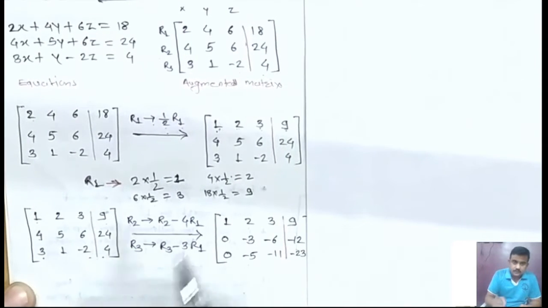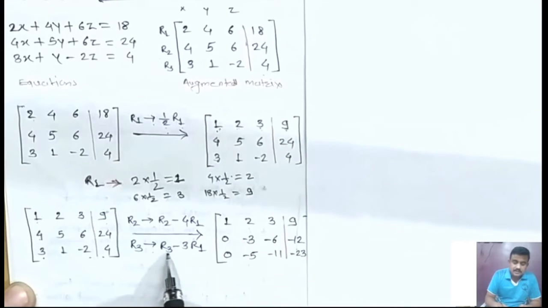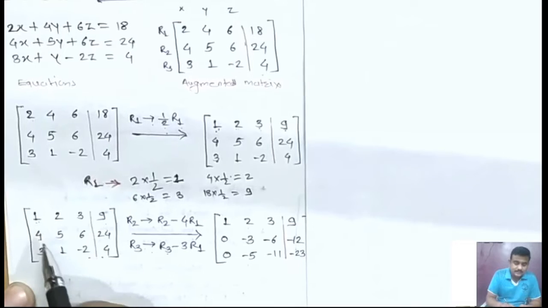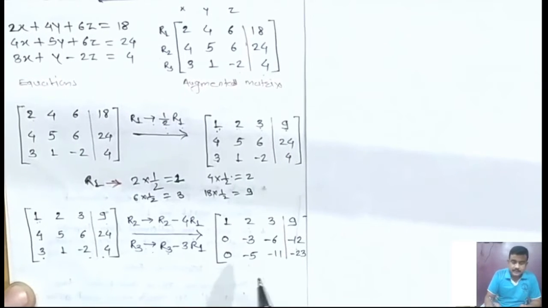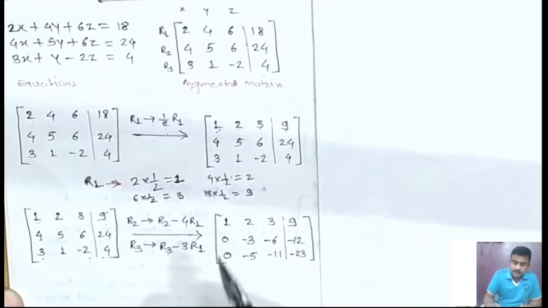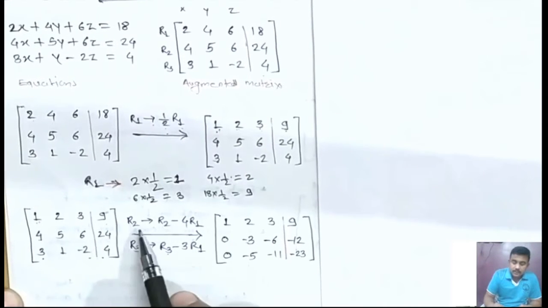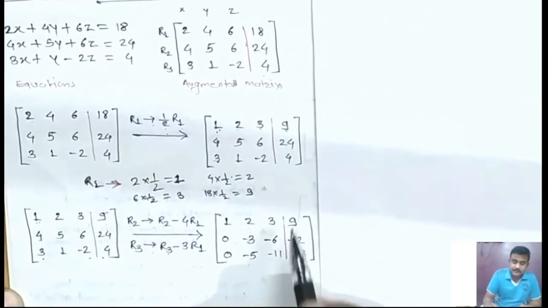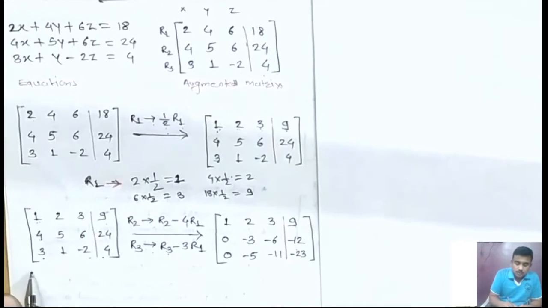And the same for row 3. R3 changes to R3 minus 3 into row 1. The first element is 1, 3 into 1 is 3, and 3 minus 3 will be 0. That's why we get the result. We are going to change row 2 and row 3, so row 1 will remain as it is: 1, 2, 3, 9.